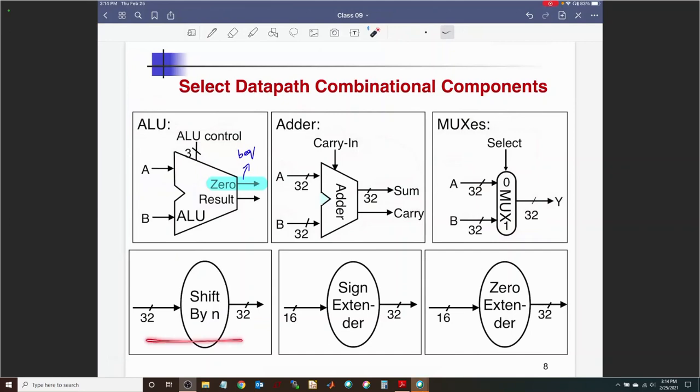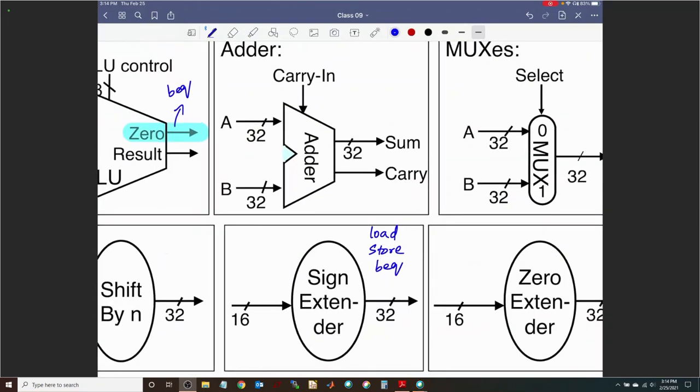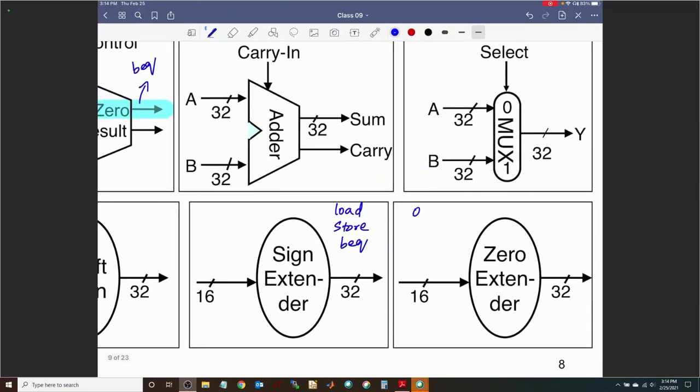Next, you have the shift by N. Why do I need this? Why do I need this 16-bit input and a 32-bit output using a sign extender? Similarly, 16-bit input, 32-bit output using a 0 extender. Why do I need this? Well, we saw that we needed this guy for load, store, PEQ. We needed the sign extender. For or immediate, we needed a 0 extender.